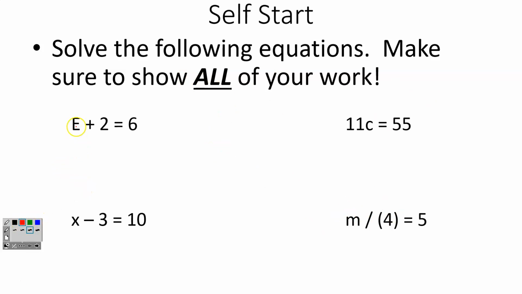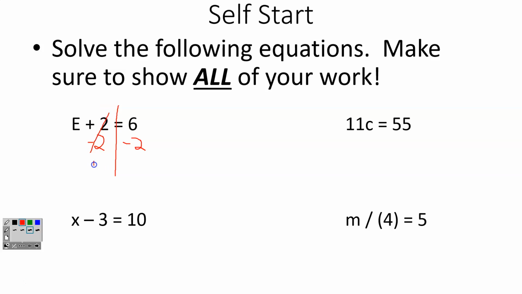So first thing, e plus 2 equals 6. Step number 1, I have to draw my fence. That separates both sides of my equal sign. Whatever I do to one side, I have to do to the other. So I need to get that e by itself. In order to do that, I have to get rid of that plus 2. The opposite of adding 2 would be subtracting 2. And whatever I do to one side, I've got to do the exact same thing to the other side.